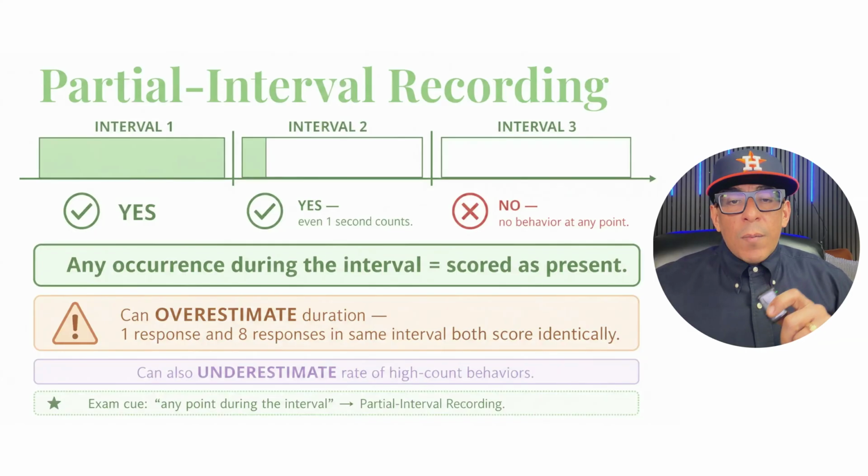If a student is disruptive for only 1 second of a 6 second interval, that interval would still be scored as disruptive behavior. Because of that rule, partial interval recording often overestimates the overall percentage of the observation period that the behavior actually occurred. Partial interval data are usually reported as a percentage of total intervals in which the target behavior was scored. Partial interval recording can also underestimate the rate of high count behavior because one response and 8 responses in the same interval are both scored in the same way. Example clue: if any occurrence during the interval counts, it is partial interval recording.